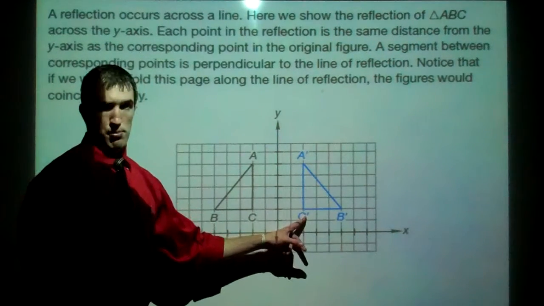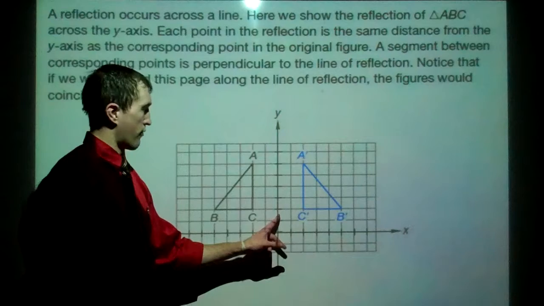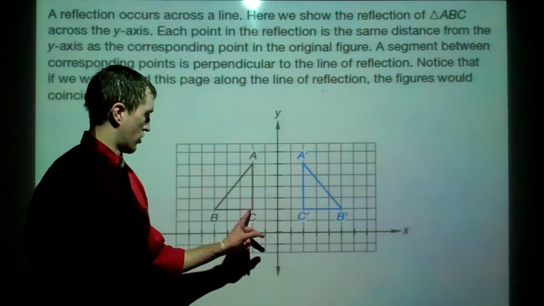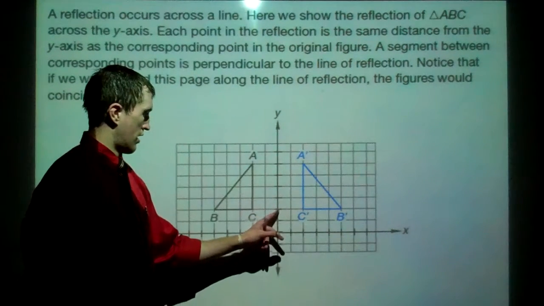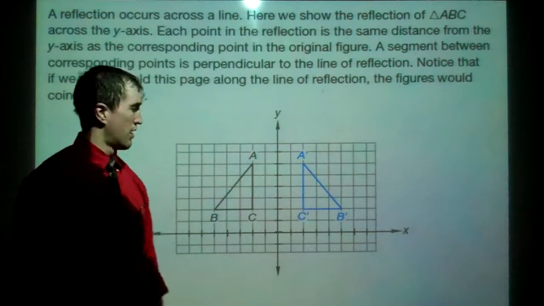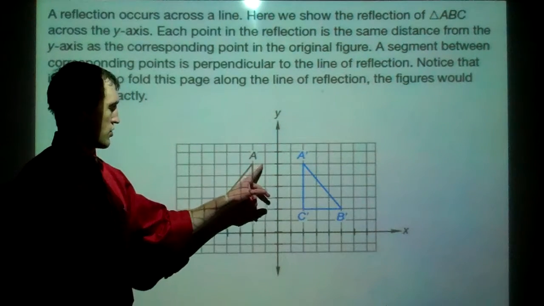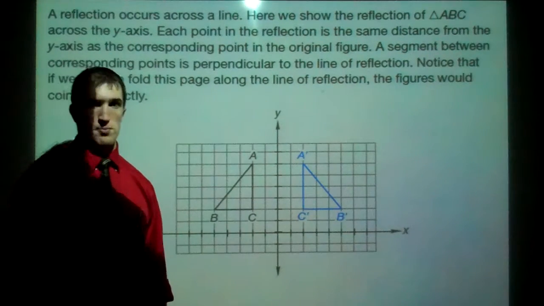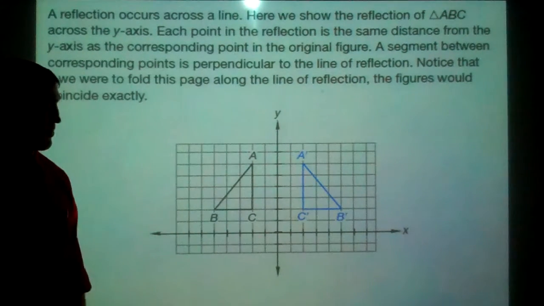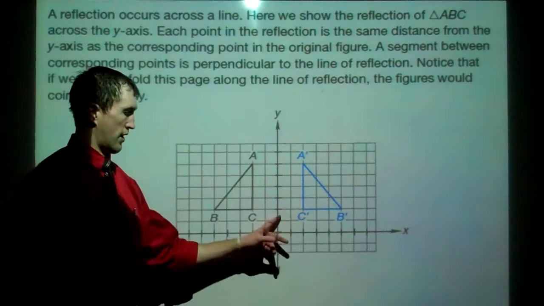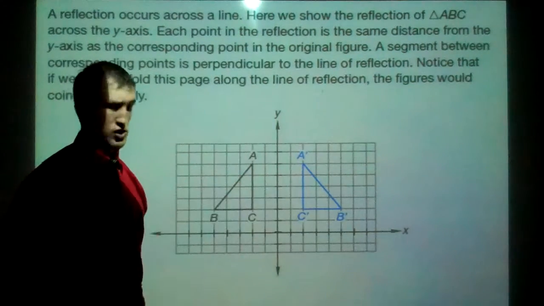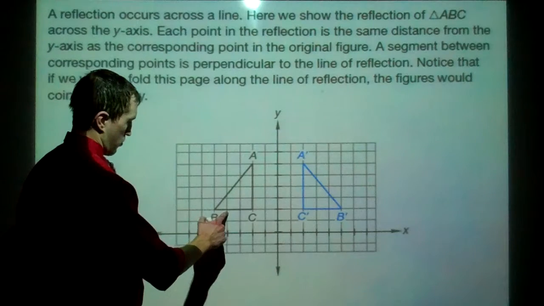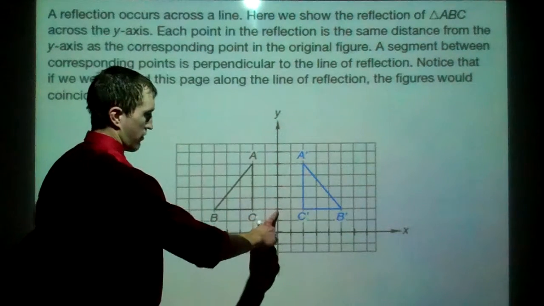C and C prime are both 2 units away from our line of reflection. So 1, 2, 1, 2. And A is 2 units away, as is A prime. So whatever part corresponds with your original shape will also be the same distance away from your line of reflection. So B is 1, 2, 3, 4, 5 units away.